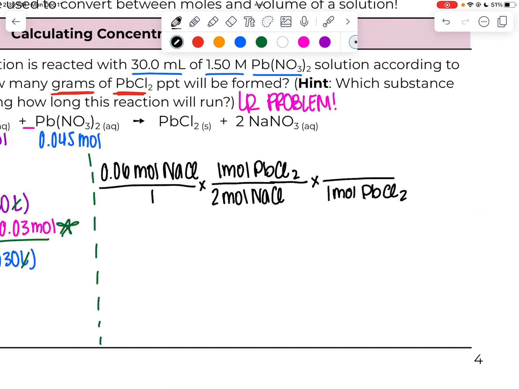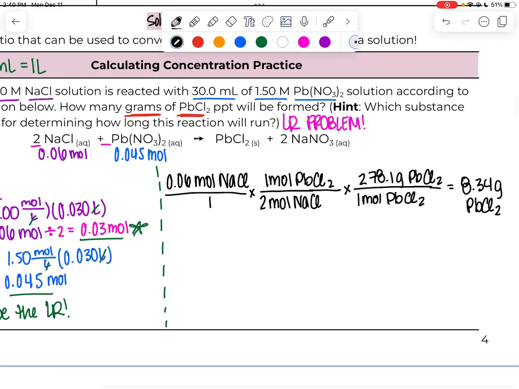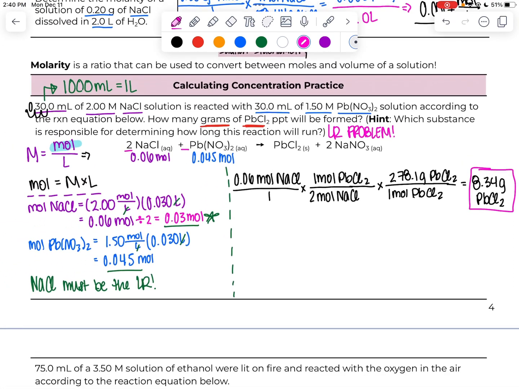So in 1 mole of PbCl2, that mass is, hold on, I have it over here, 278.1 grams of PbCl2. Plug this into your calculator, you end up with 8.34 grams of PbCl2, rounded to 3 sig figs. That's how much it should be rounded to. So I'm going to put a box around it. There's my final answer. So we can just do some regular solution stoichiometry now using molarity as a conversion factor, which is great news for us.